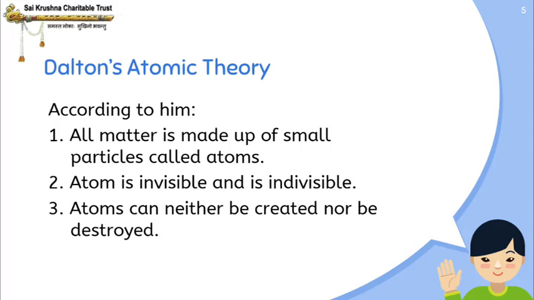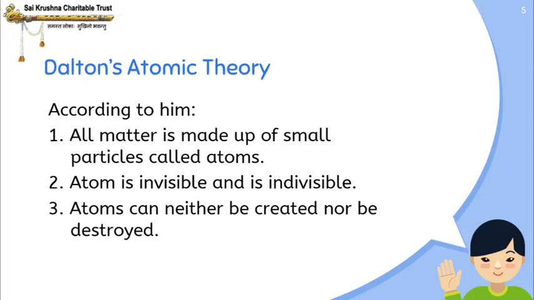The second point is atom is invisible and is indivisible. What do you mean by invisible? Invisible means you cannot see it with your naked eyes, which means it is not visible. And what do you mean by indivisible? Divisible means you can divide. Here it is indivisible, which means you cannot divide an atom. It is the smallest thing. So atom is invisible and indivisible: you cannot see it and you cannot divide it.